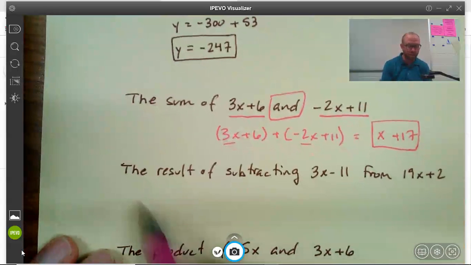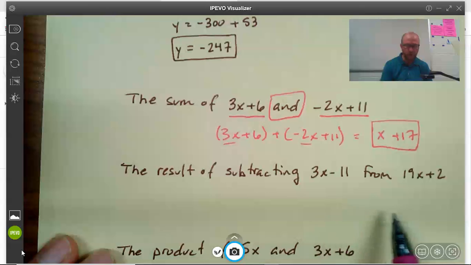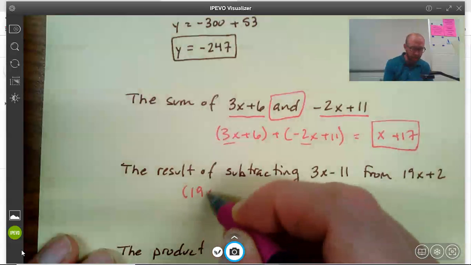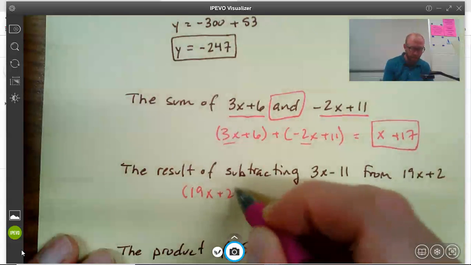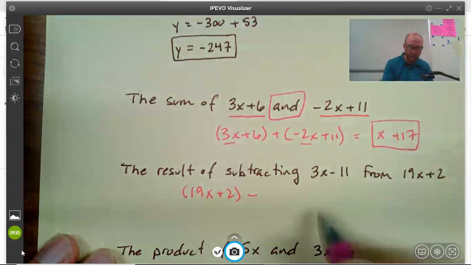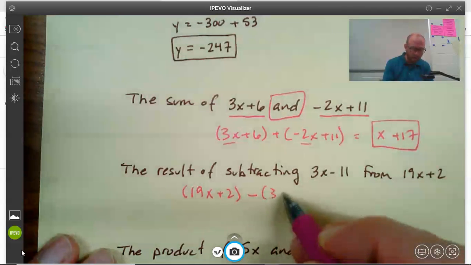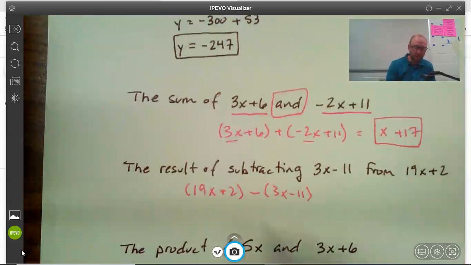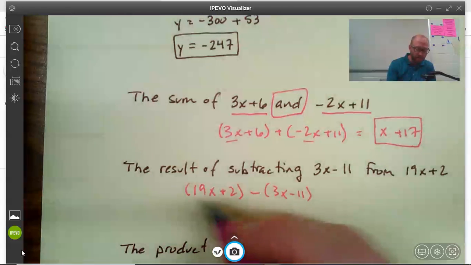Alright, next. The result of subtracting 3x minus 11 from 19x plus 2. So we have 19x plus 2, and we're subtracting from that 3x minus 11. And here the parentheses do matter quite a bit, because when we open this first set up, nothing really changes. It's just 19x plus 2.